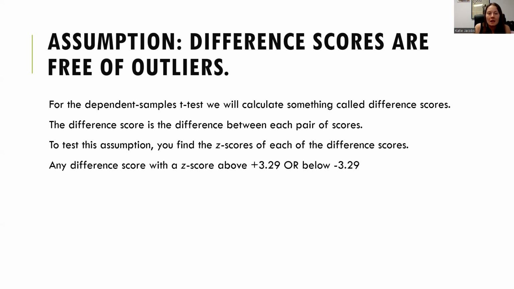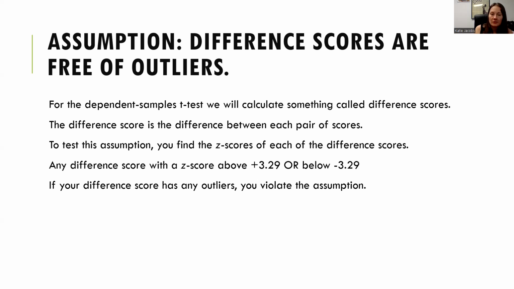After you get those difference scores, you would calculate the z-scores for each of them. If we have any difference score that has a z-score that is beyond plus or minus 3.29, then we consider that a significant outlier. So if you have a z-score for your difference score that's positive 3.29 or above, or negative 3.29 or below, that will be considered an outlier. If any of your difference scores meet that criteria, then you violate this assumption.